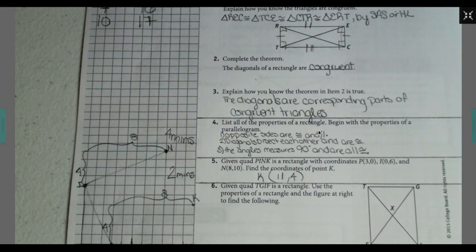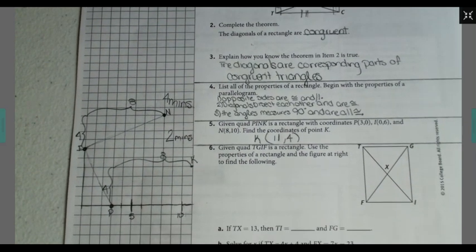I identified the point as (11, 4). What I did was I mapped it out over here in the My Notes section. I first identified where point P was, and I identified where point I was. And then I found point N, and I said, well, to go from I to N, it was up 4 units and to the right 8 units.